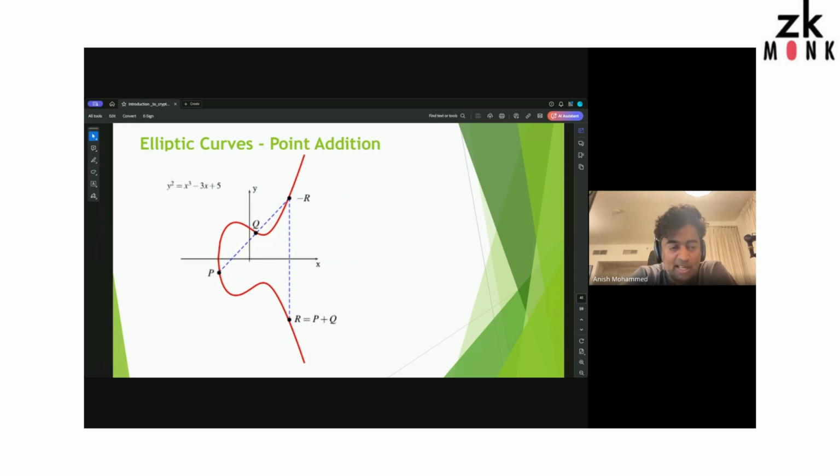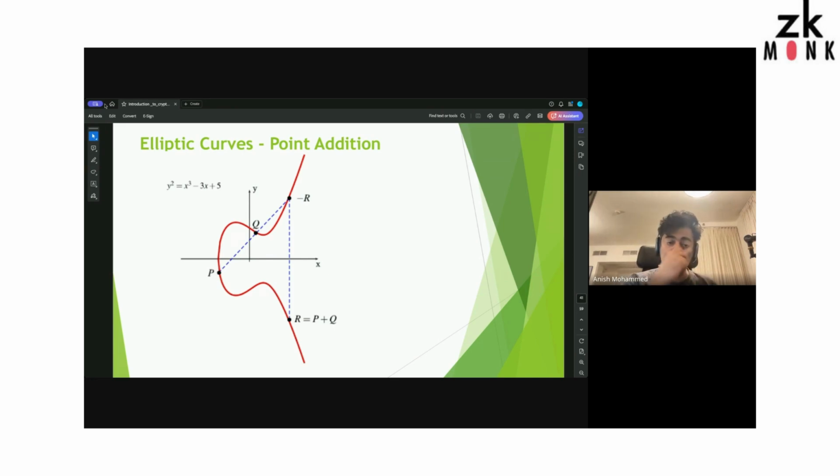So this is the magical trick. This is actually the curve y squared equals x cubed minus 3x plus 5, but in summary, it's the same thing. You draw a line connecting P and Q, and when the line meets the elliptic curve, the point you have there is minus R, where R equals P plus Q. So effectively, this is a geometric method of finding a point on the curve, like addition of points on a curve.